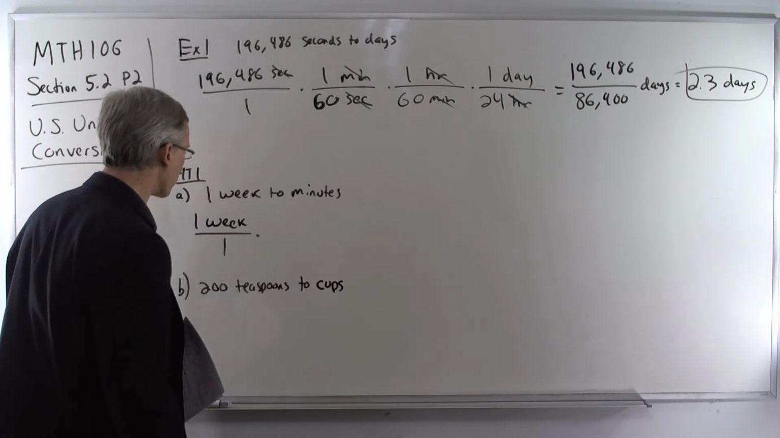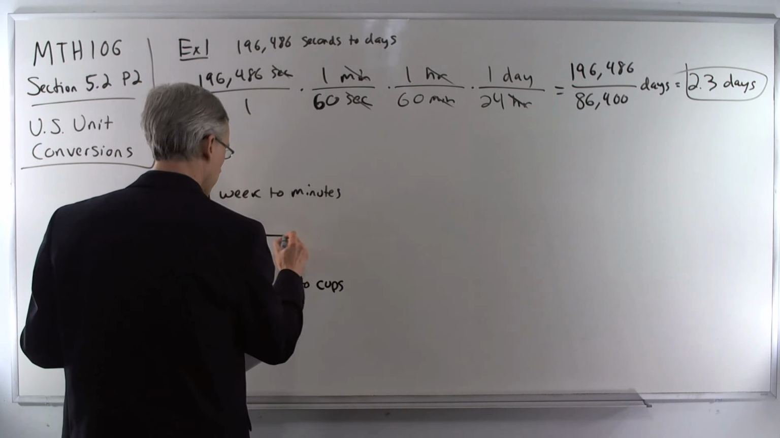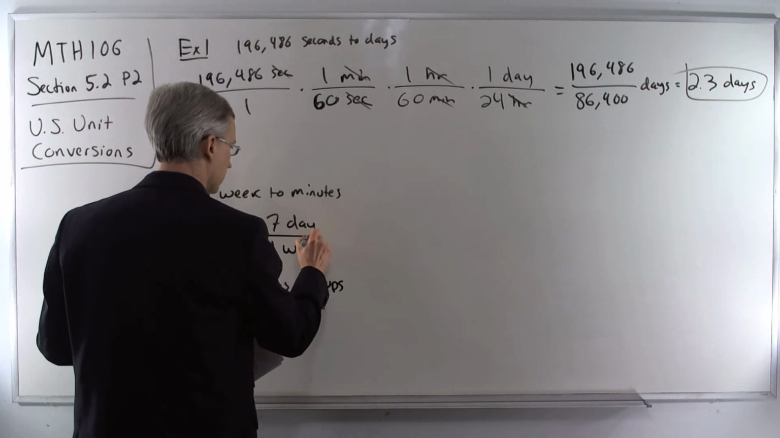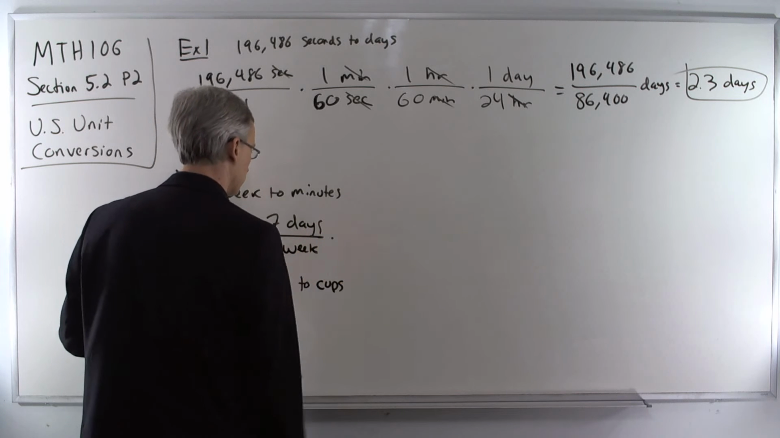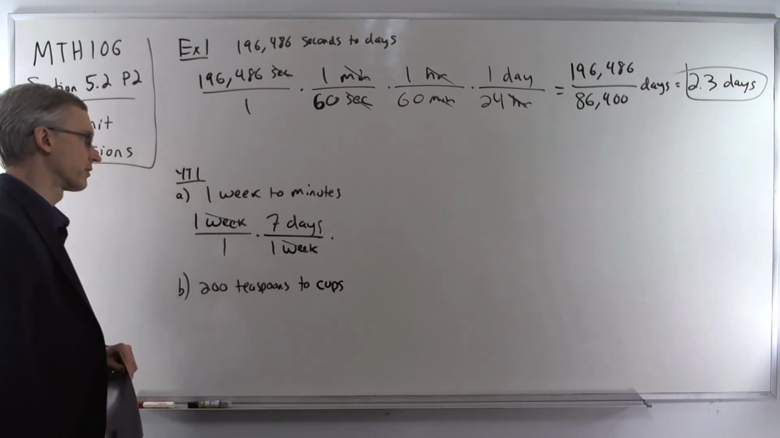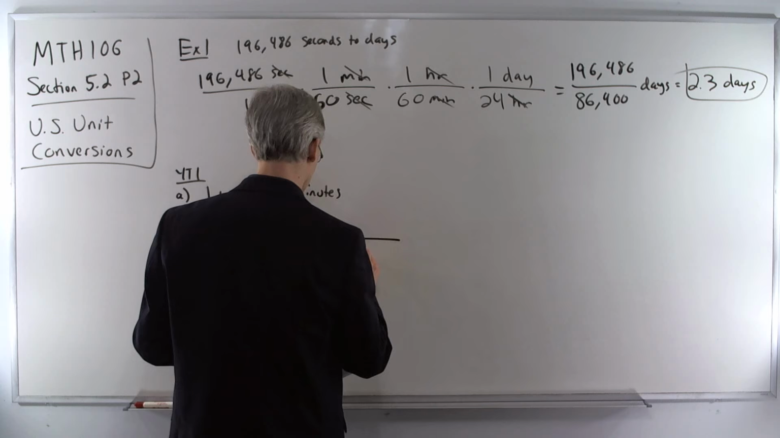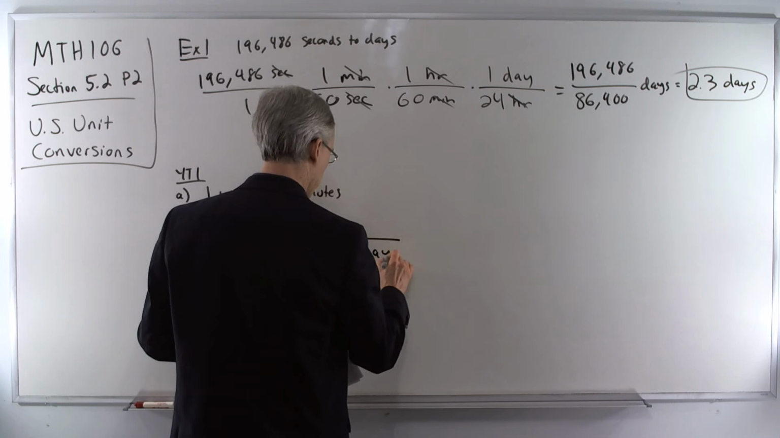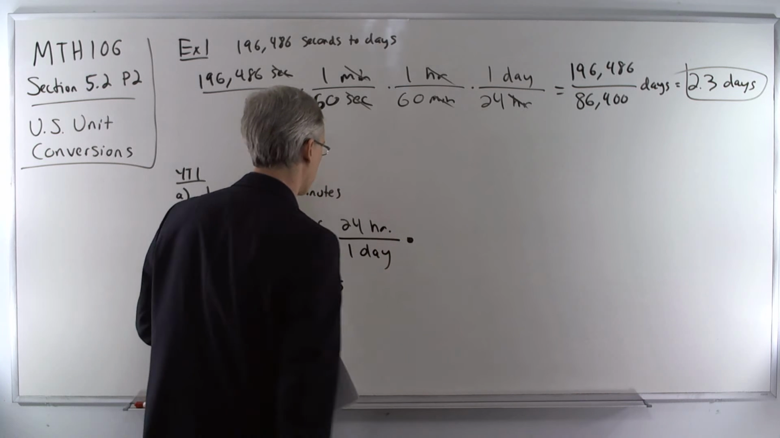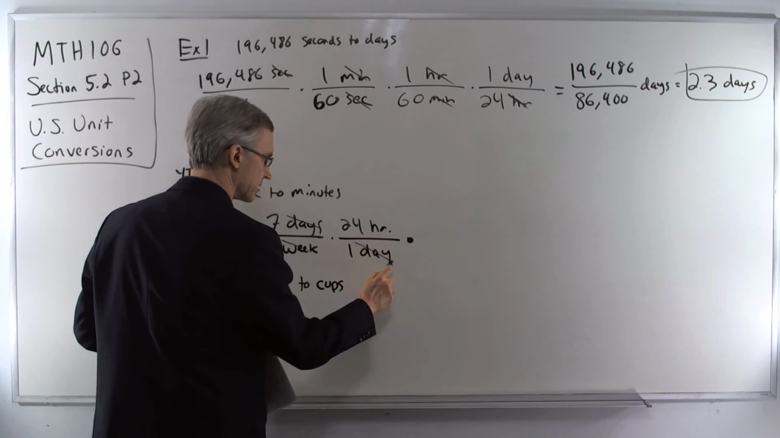All right, starting quantity 1 week, put it over 1. Now we're going to go from 1 week to 7 days. Weeks are going to cancel. Weeks on top, weeks on the bottom, those are gone. All right, now look at your table. We need a conversion factor from days to hours. Probably know that one already. All right, 24 hours in a day. Days are on the bottom, so they cancel with the days on top.